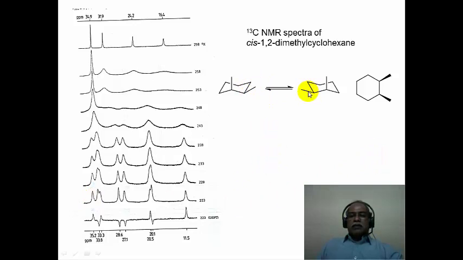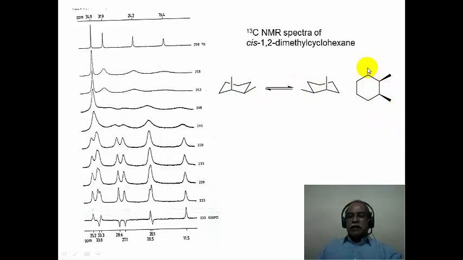Now let us assume that this is not frozen, and it is undergoing a rapid interconversion between these two states. If it is going to rapidly interconvert between the two states, the NMR is going to see the molecule as if this is the state that is present, because this is very similar to a transition state structure between the two structures mentioned here.